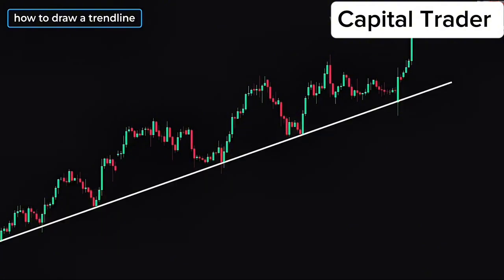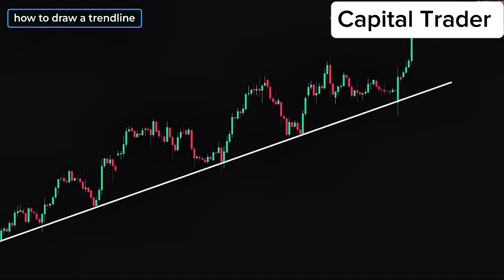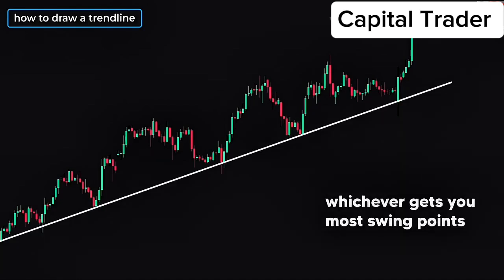Now you may be wondering whether this line should touch the candle's wicks. Should it be drawn touching the wicks or touching the bodies of the candles? The answer is, you should draw your line from wherever it gets the most touch points.